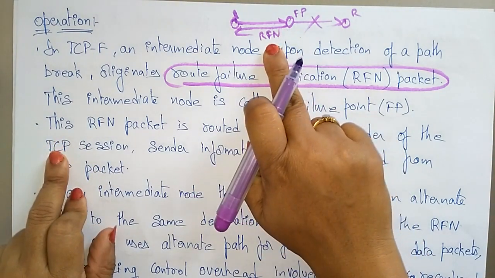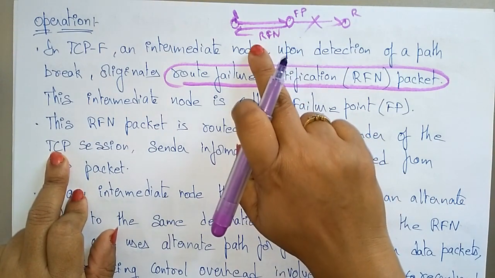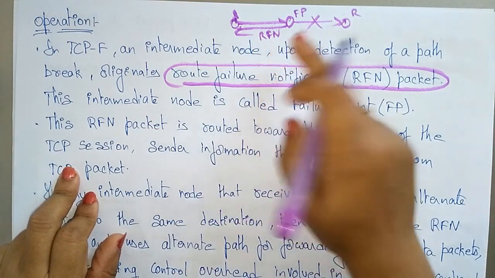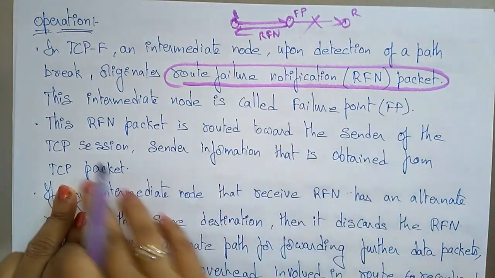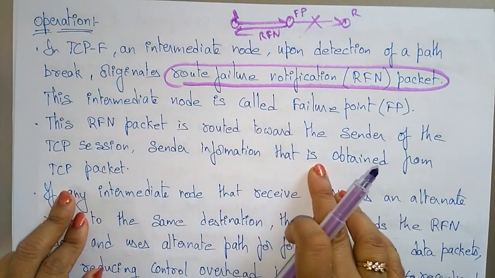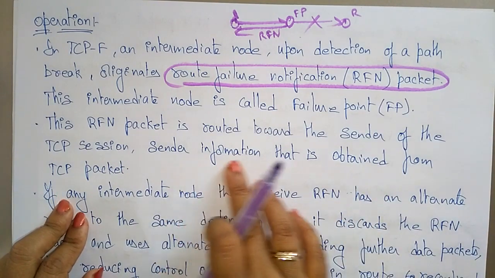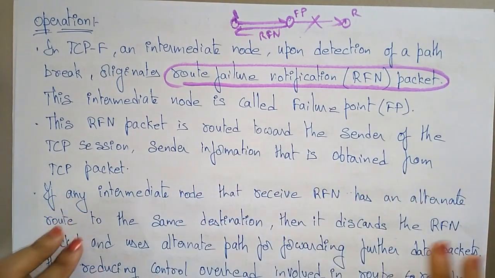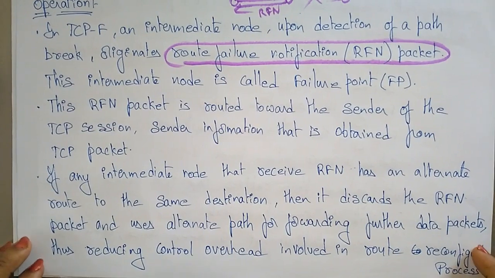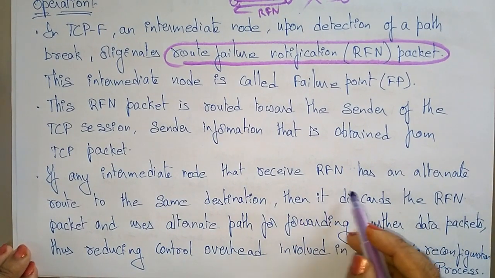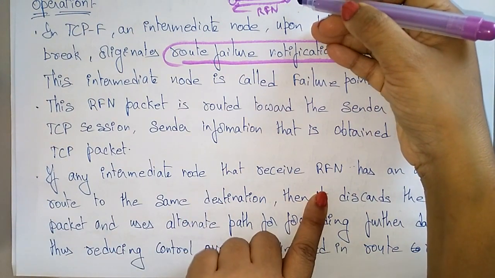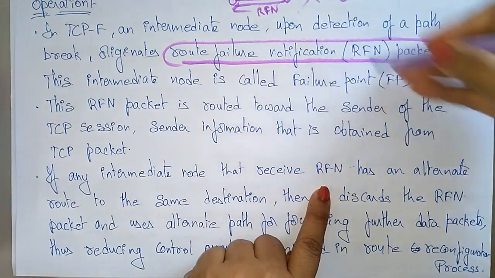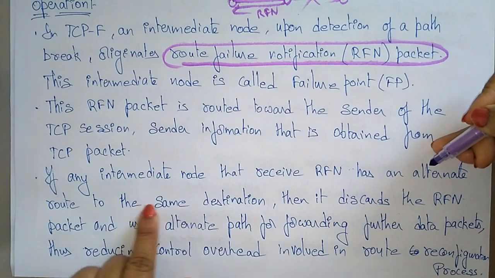Route failure, R means route, F means failure, the route failure notification is routed towards the sender of the TCP session. The sender information is obtained from the TCP packet. Suppose any intermediate node that receives the route failure notification has an alternate route to the same destination.